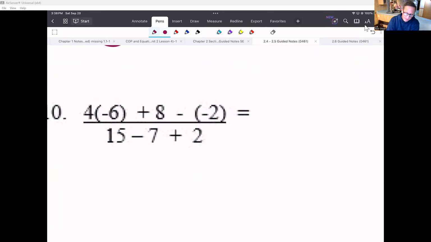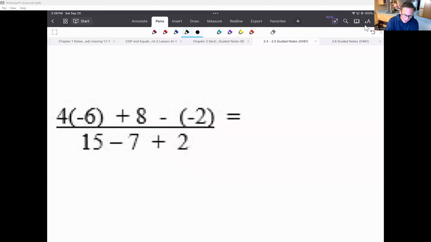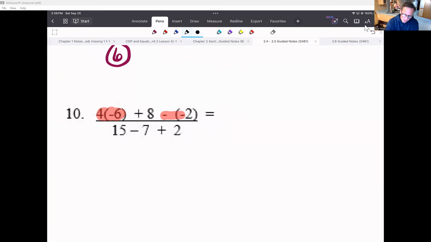So in the top here, let's take care of this part first. I'm going to do the multiplication here. We can make that a plus. So 4 times -6 is -24. -24 plus 8 plus 2. And then in the bottom here, let's just go left to right. So negative 15 minus 7 is really 8. 8 plus 2 is 10.